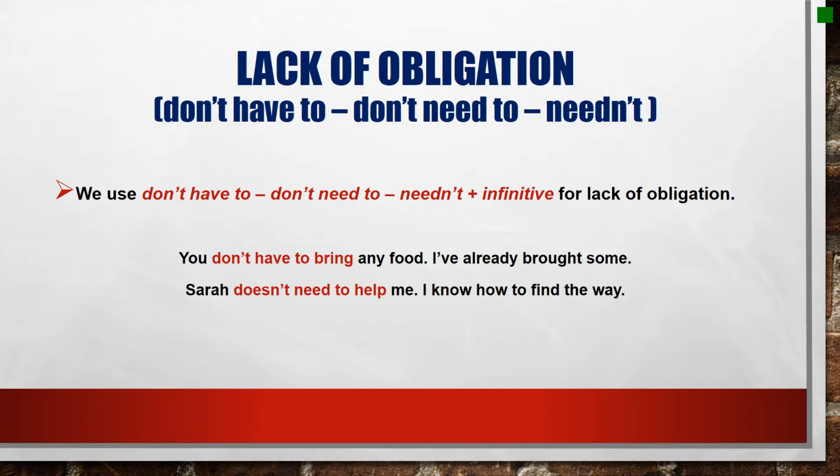We use don't have to, don't need to, needn't plus infinitive for lack of obligation. Look at the examples. You don't have to bring any food. I've already brought some. Here, we mean that there is some food, so we don't need to have any extras. But if you bring some food, that's okay for us.